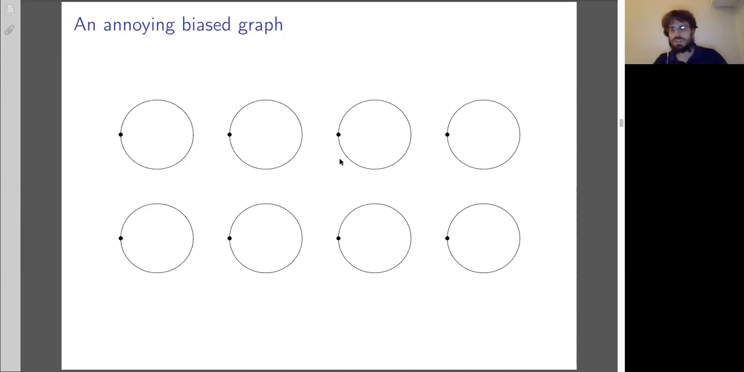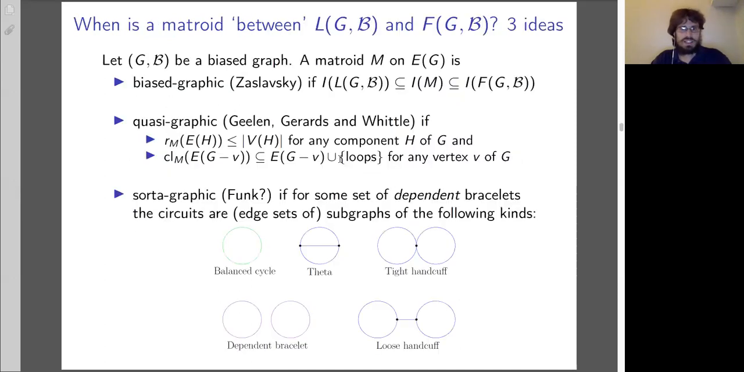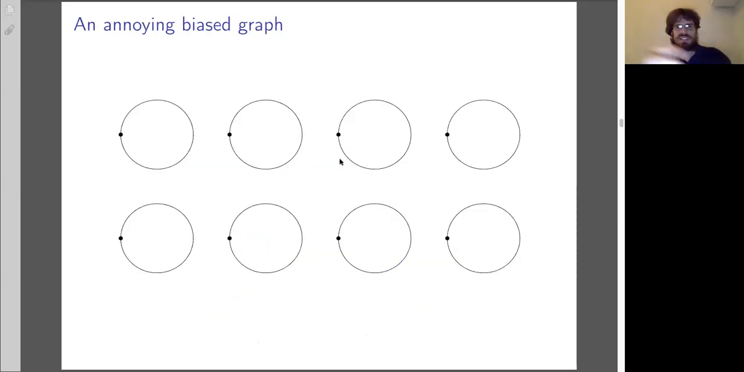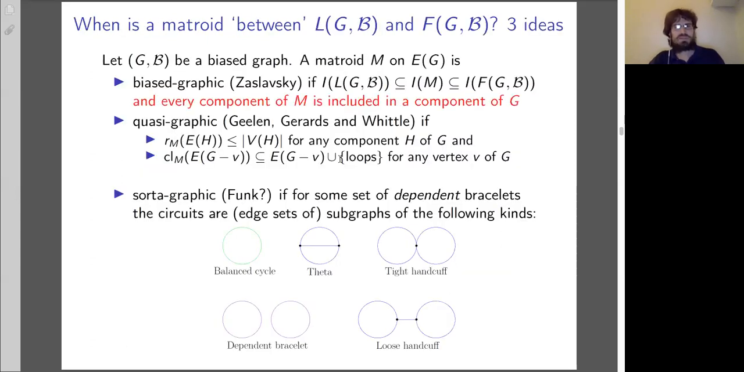Okay, so how can we fix this up? Well, first of all, to fix up Zaslavsky's condition, we could say that the problem was that we had all these different components of the graph, right, which are somehow hanging around doing different things in the same component of the matroid and causing trouble in that way. So to prevent this, we might want to say that every component of the matroid is already included in a component of the graph. Okay?